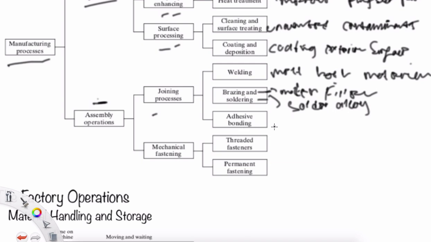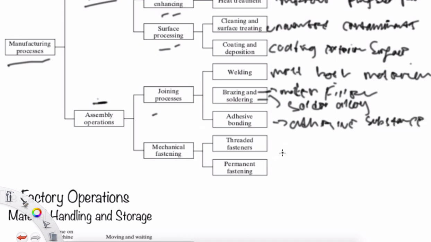And then the adhesive bonding. Adhesive bonding here means joining two or more solid parts with an adhesive substance. So the material, the agent we use to help join the two, is an adhesive substance.